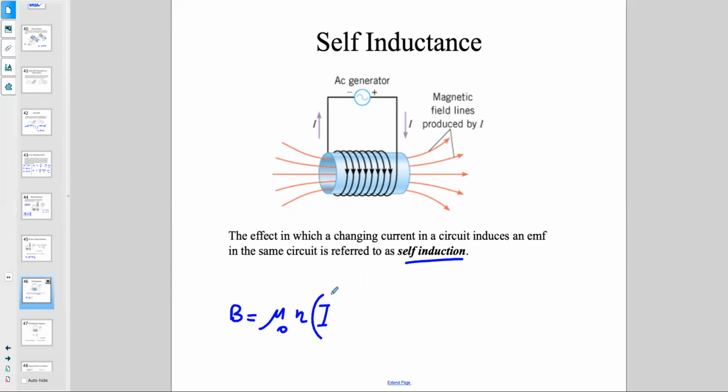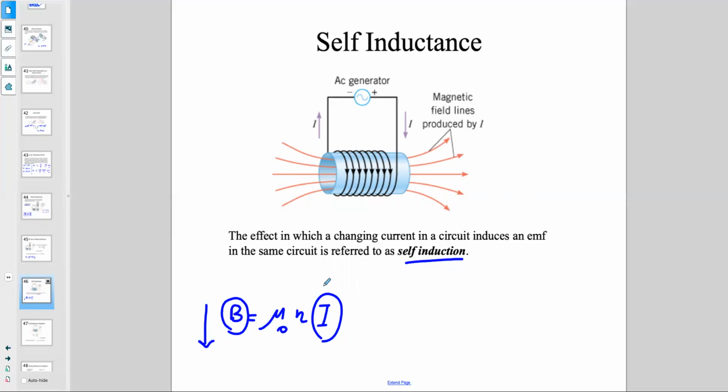This current is changing. This will cause the B to change. So then because this B is changing, this coil is reacting to that change. Based on Lenz's law, there will be a current induced inside this coil, or inside this circuit, that is called self-induction, and it will be in the opposite direction of this change.